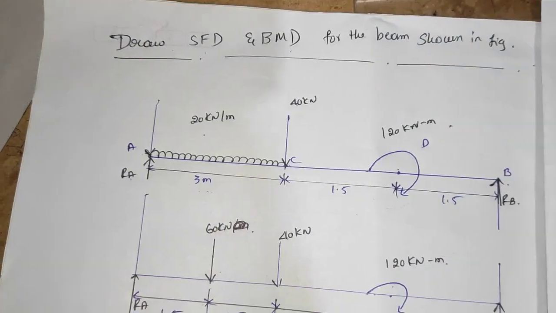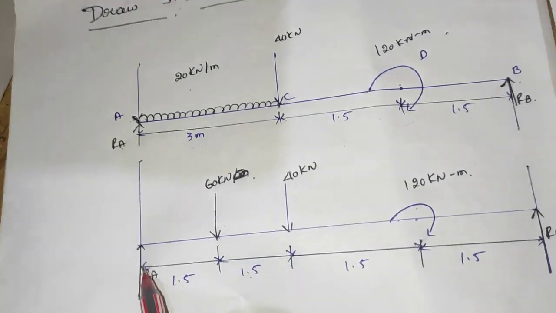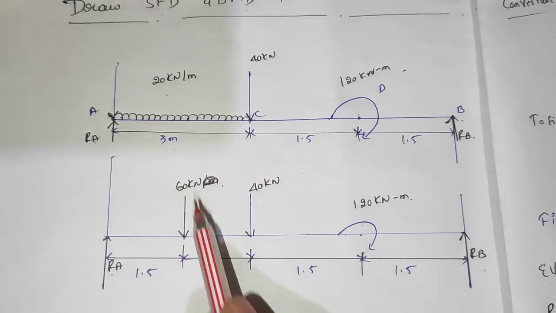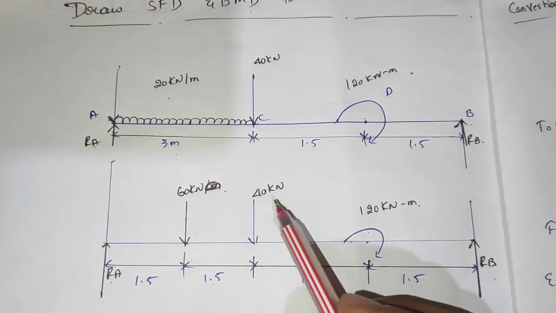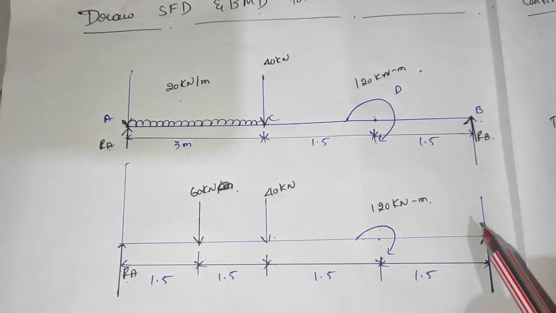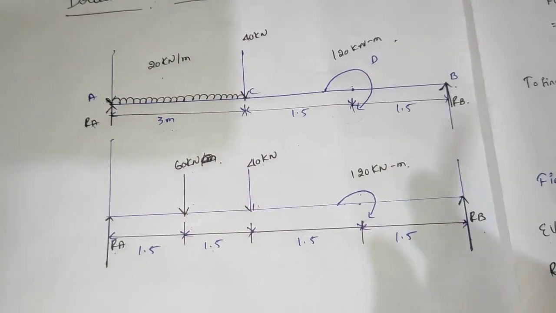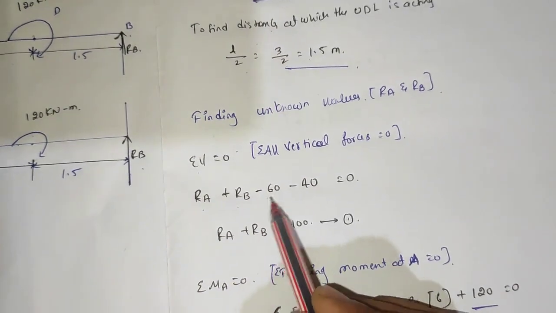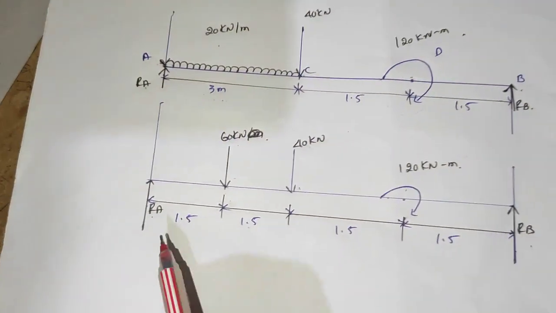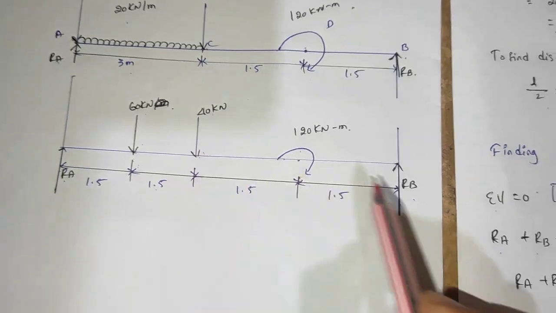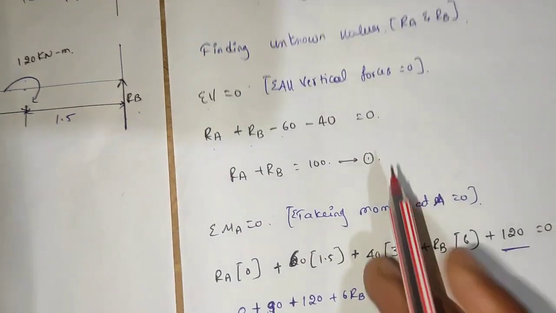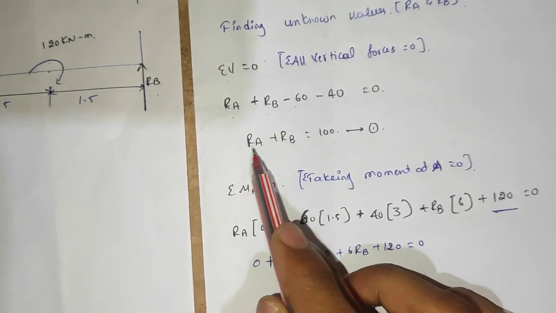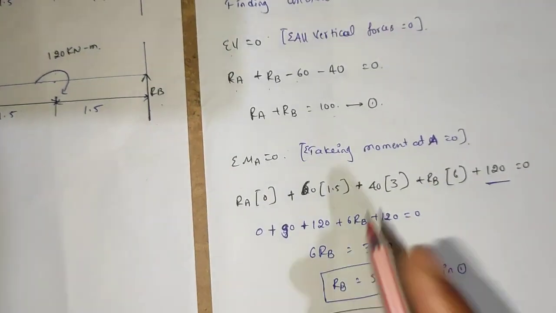Here, this is vertical force RA, which is acting upward, so it is positive. Then this is acting downward, so it is negative. This is downward acting, it is negative. This is acting upward, so it is positive. Therefore RA plus RB minus 60 minus 40 is equal to 0. That is 40 plus 60, we get 100. Then I have written RA plus RB is equal to 100.